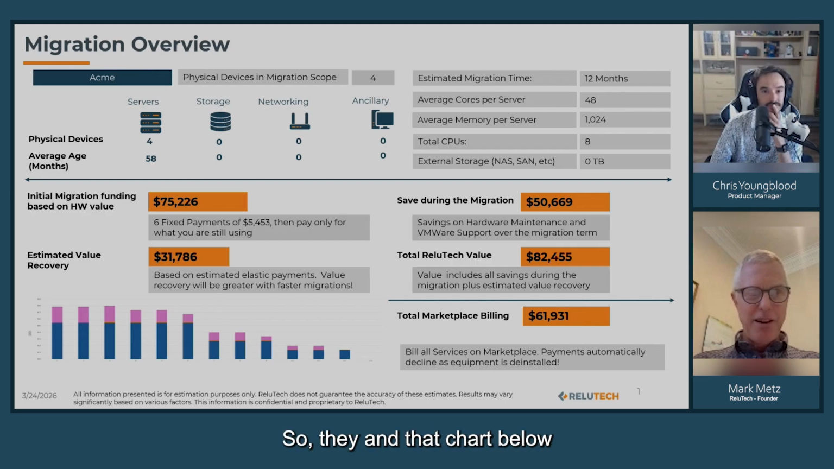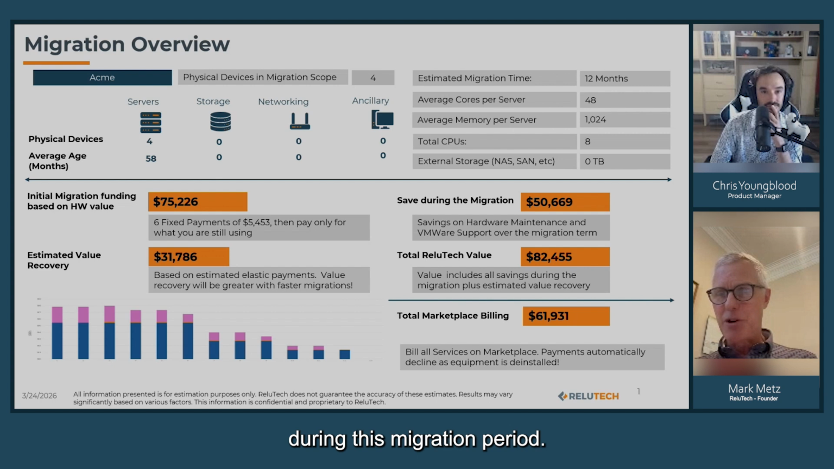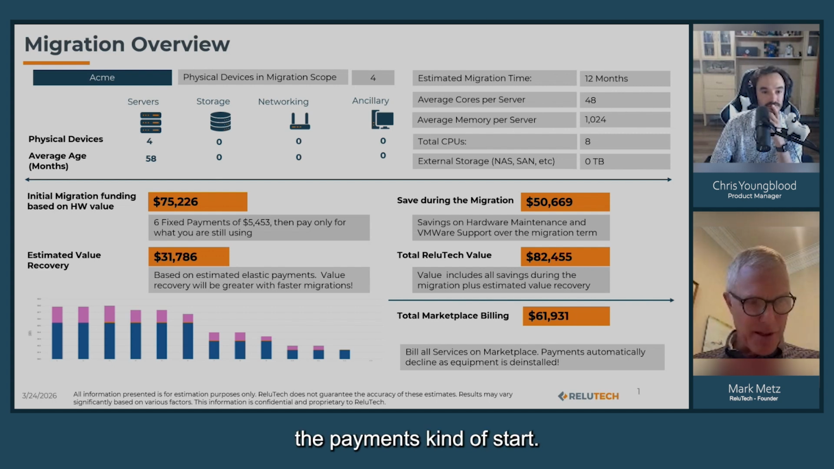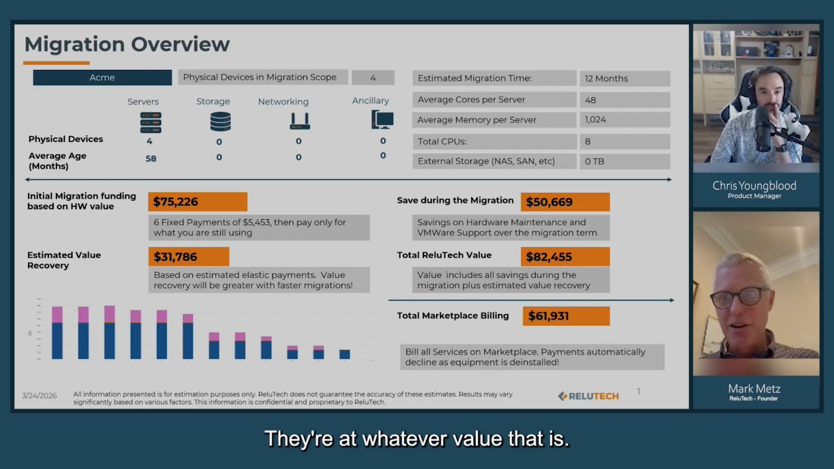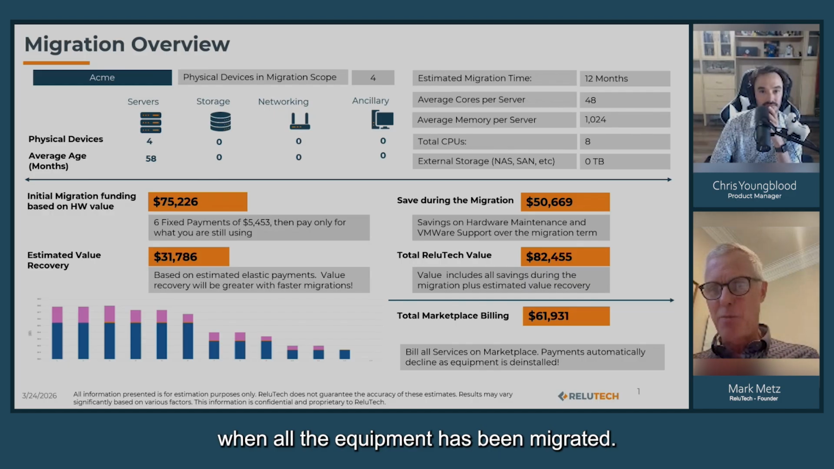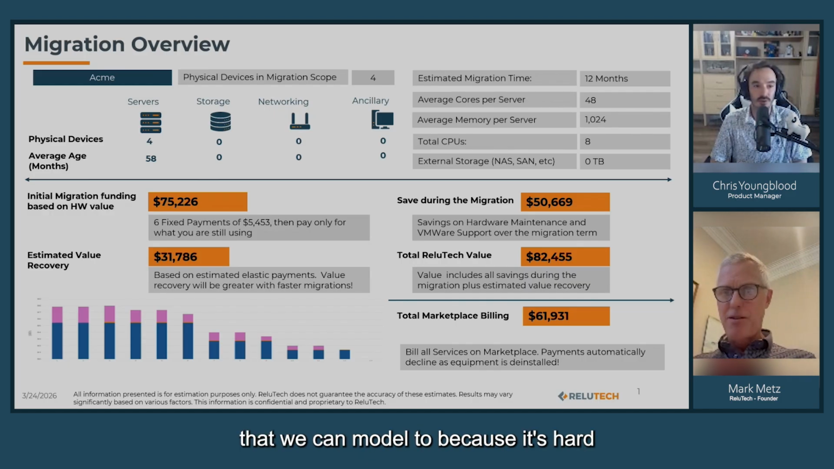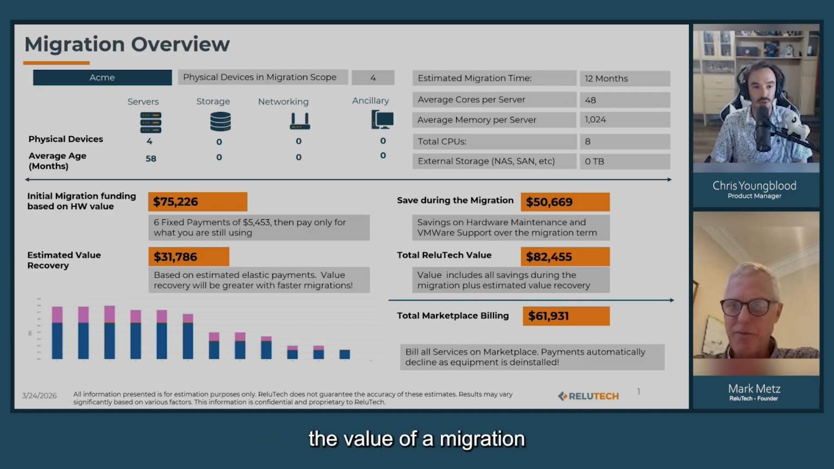And that chart below kind of shows what we would estimate on a monthly basis that we would bill this customer during this migration period. And you can see how the payments kind of start at, I can't read the numbers there, at whatever value that is, but eventually they drop off and then they go to zero when all the equipment has been migrated. Yeah, and it's one of those things that we can model too, because it's hard to really understand the value of a migration when you're thinking long term.